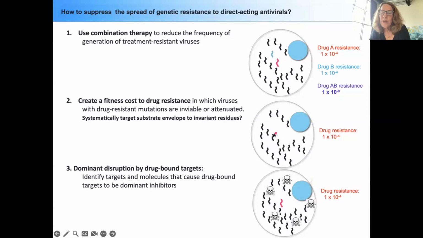The question is, how do we engineer fitness cost? How do we know which amino acids are going to be so deleterious to virus growth that they will never mutate to be drug resistant? And that's one of the things we've been trying to think about.